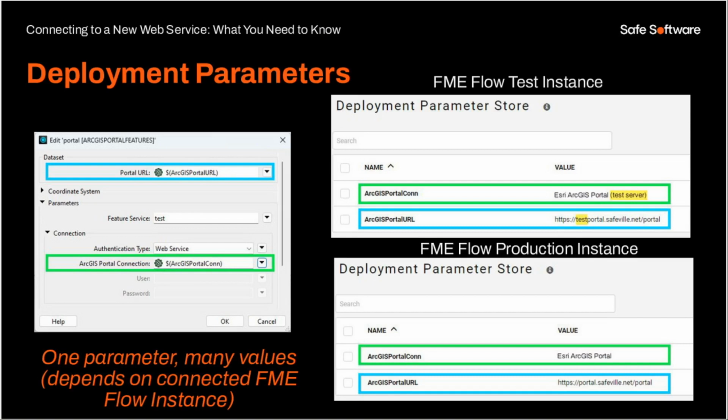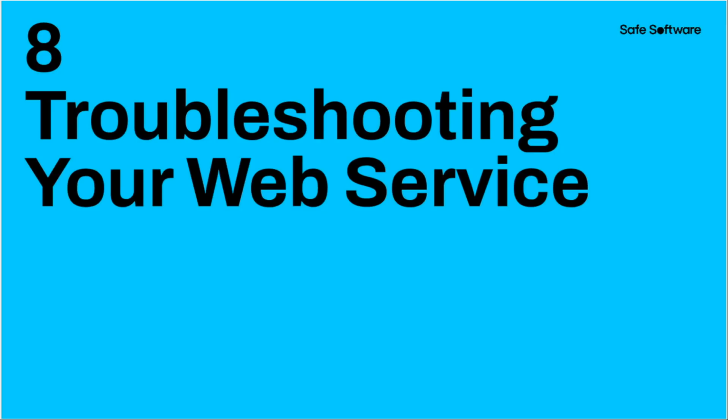Even if your organization only has one FME Flow instance, you don't have perhaps dev, test, prod, they still provide a central place to add all of your web connections and then reference them via deployment parameters in FME Form. So there are a lot of moving parts here. So we'll talk briefly about some troubleshooting.